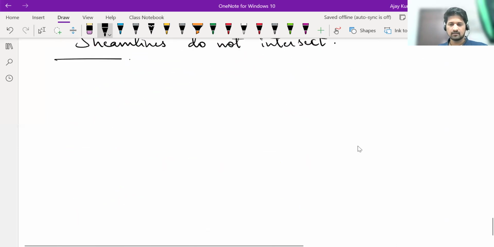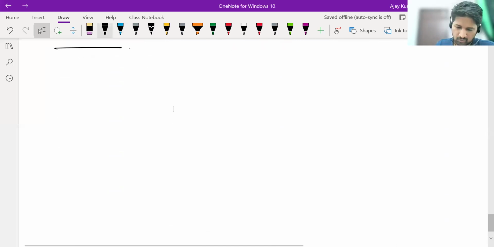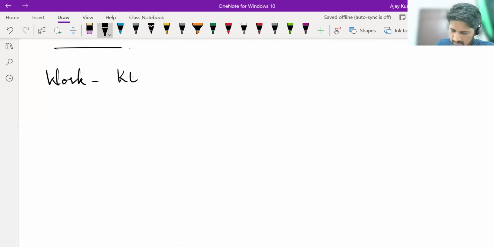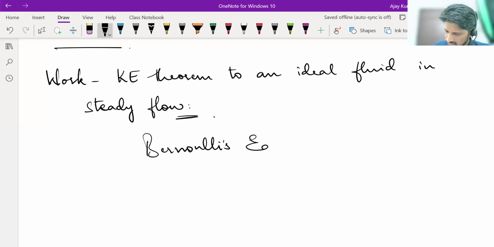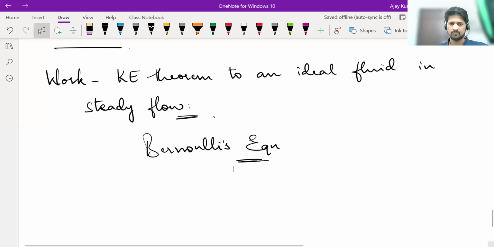Fine. Using all these properties, keep this point in mind, if we apply the work-kinetic energy theorem to an ideal fluid in streamline flow or steady flow, what we get is called Bernoulli's equation. And based on that equation, we can give a statement. That statement is called Bernoulli's principle. Okay. Let us derive this carefully. This is very important. If you are preparing for JEE Advanced, then the derivation is also very important, not just the equation. Okay. So just give me a minute.